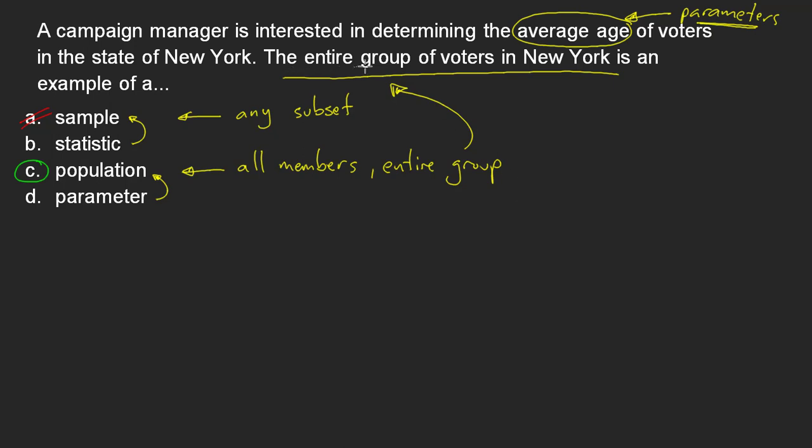That's not what we were supposed to focus on in this question, but there is a parameter that's being mentioned here. So we are not dealing with identifying properties of either a sample or a population. We're not dealing with a sample, but instead the entire group of voters in New York is an example of a population, C.